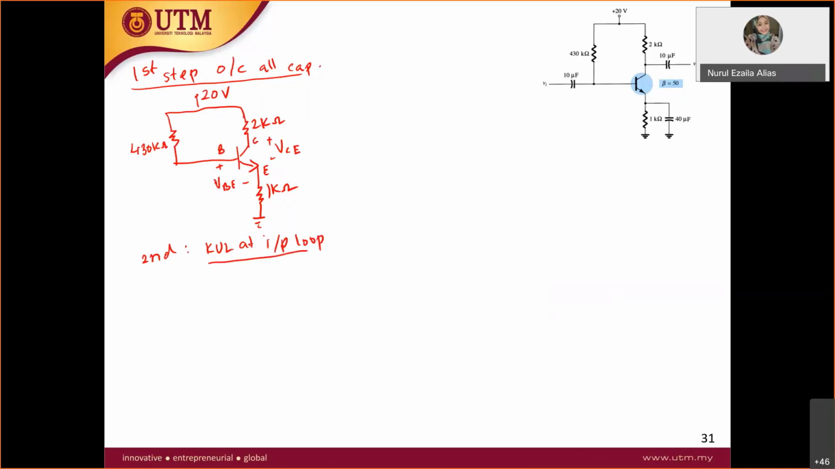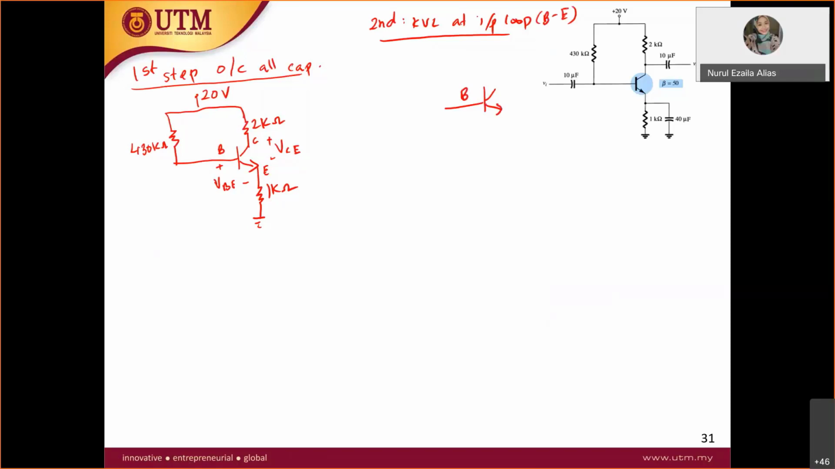Okay, so let's draw the input loop. How it looks like, again, you have to draw the major thing first. So second step, KVL at input loop. All right, so you draw again. You have this one, your BJT. Okay, input loop means where? From base to emitter. So just base to emitter.